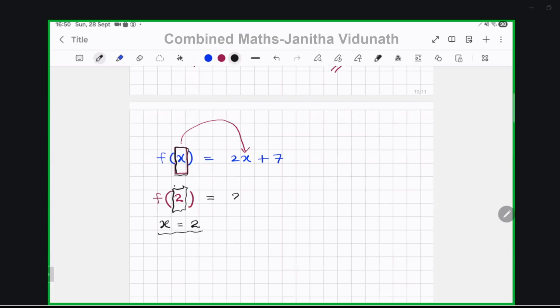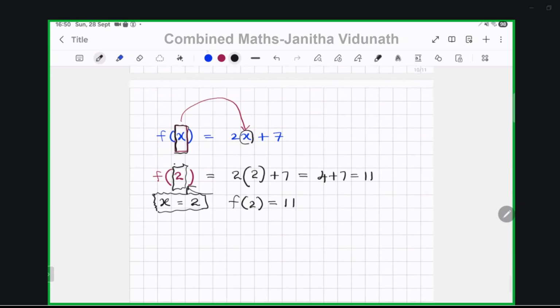That means 2 times. Here we have found x. Now we need to substitute the value 2, because previously we had x in our bracket. Now we have number 2, so we can think x is replaced by number 2. Then plus 7. That means 4 plus 7, which is 11. Then we can think f(2) is equal to 11. That is very simple. Let me repeat another example.